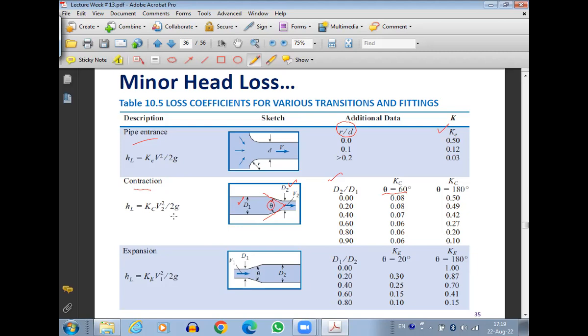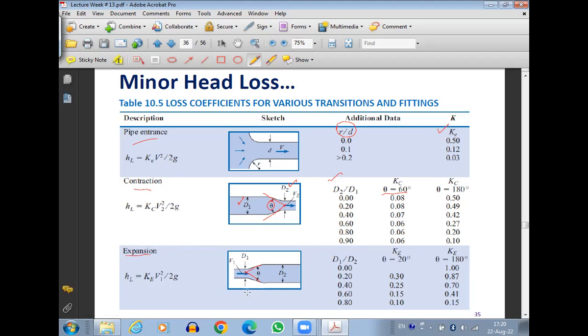Similarly, we can have the case of expansion. You have a smaller pipe, and that smaller pipe is connected to a bigger pipe. What is the angle of expansion? The angle of expansion again will be like this. You have one line, and another line, and the 2 points of intersection give us a specific angle between them, and that will be the angle of expansion.